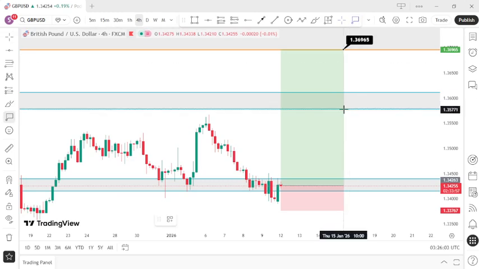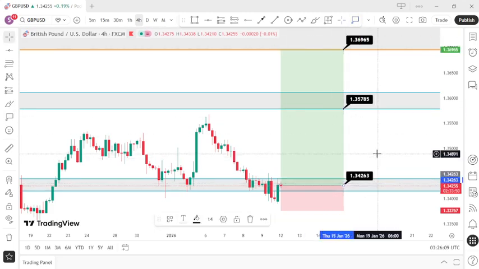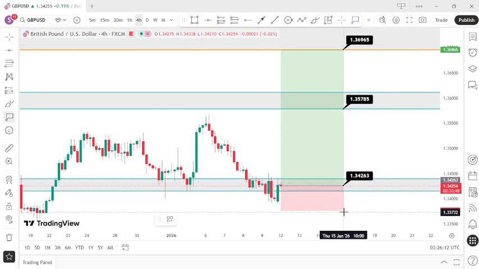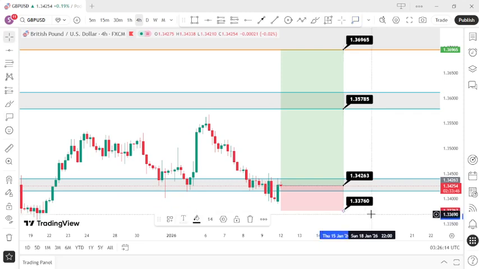136,965. My TP1 will be here, 135,785, and my entry will be here. Then comes my stop loss.